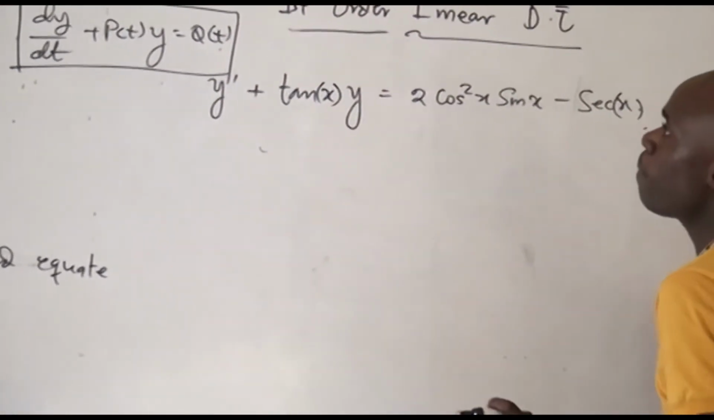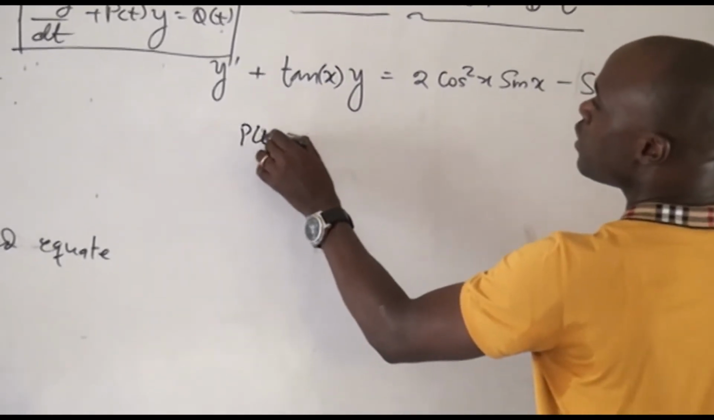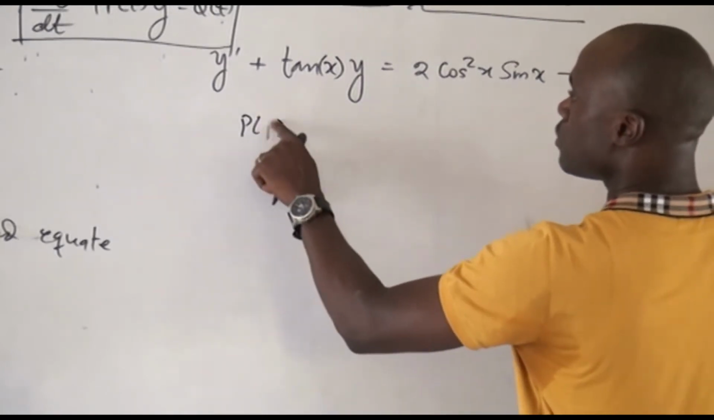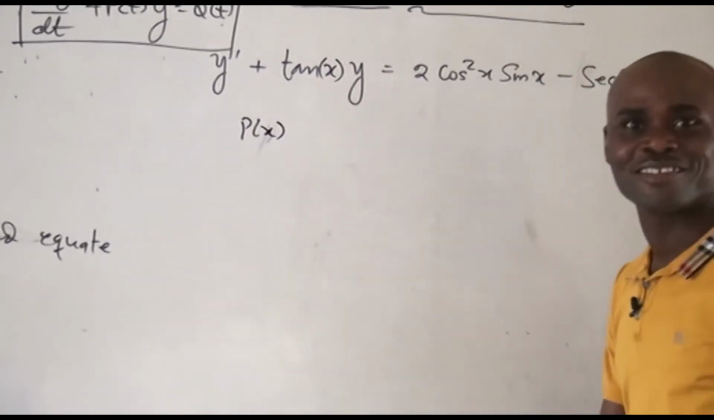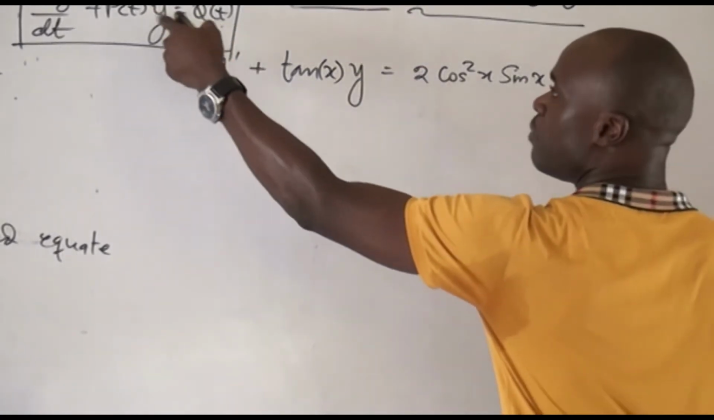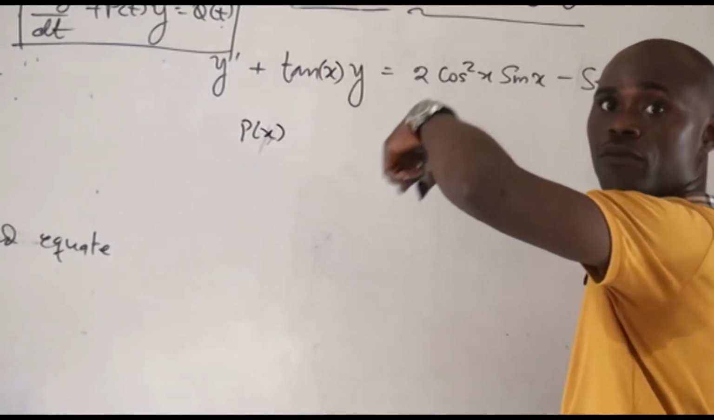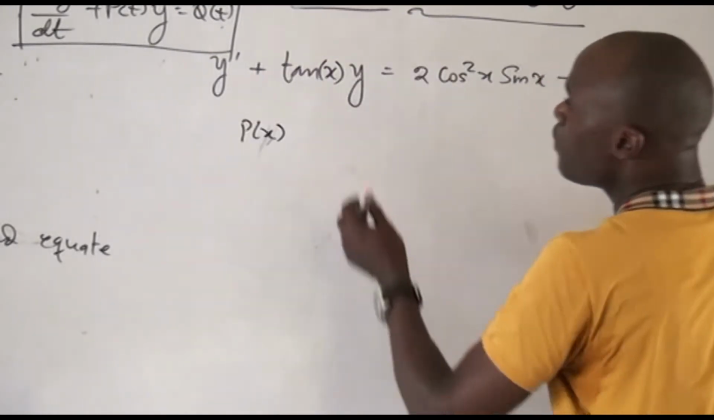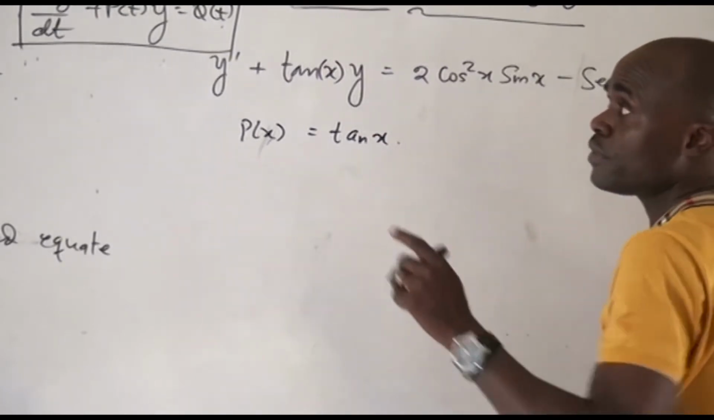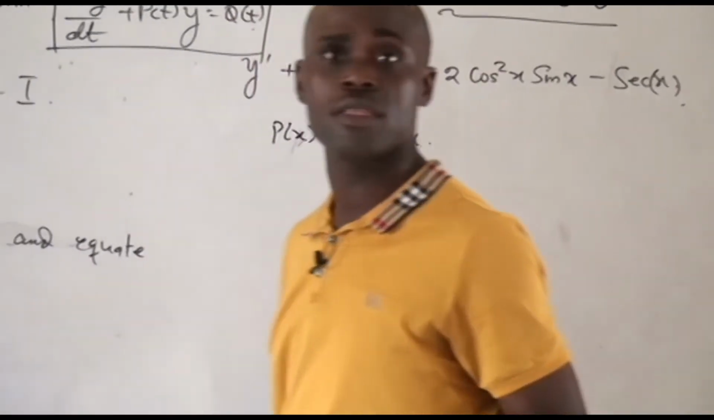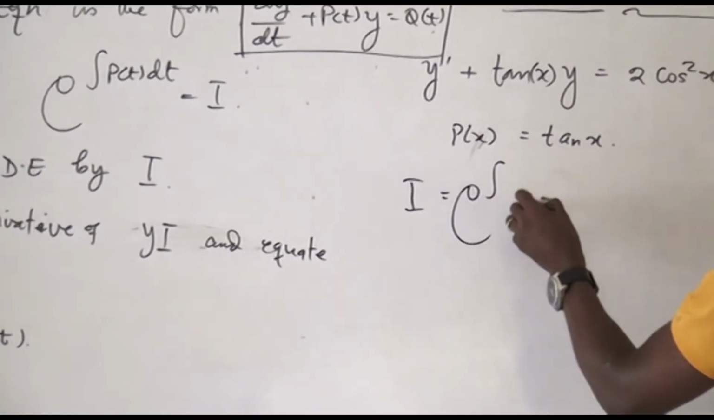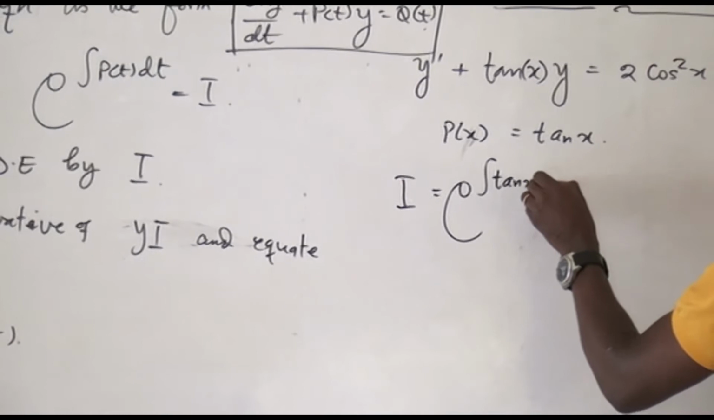Since we now have this form, we now identify that our p of t, in this case p of x, just take note, I'm replacing t with x. So our p of x is actually tan x. The next step is to evaluate the integrating factor, and that will be I equals e raised to the power of the integral of tan x dx.